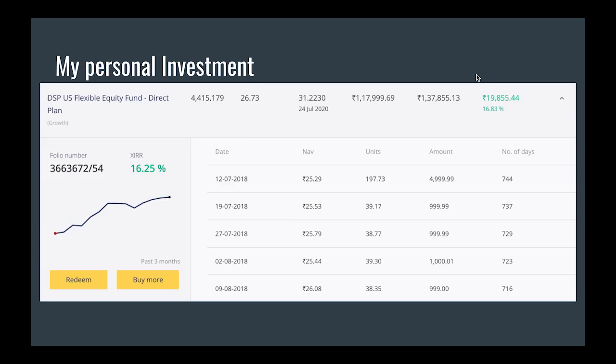Before getting into funds to avoid, a personal investment that I have made is in the DSP US Flexible Equity Fund. I have put a SIP on this for the past few years. It's been doing pretty well. This is another active fund that invests in specific stocks in the US.